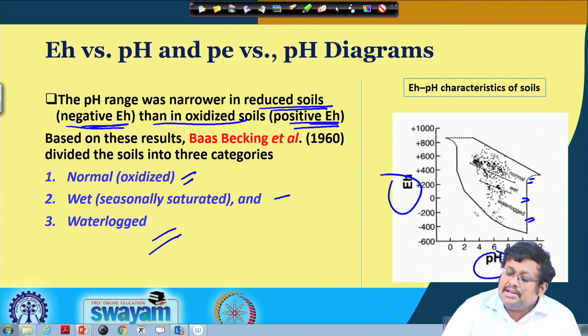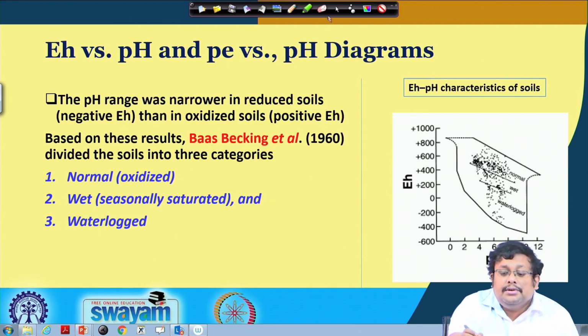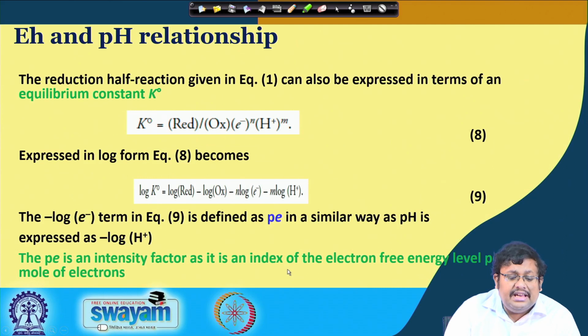In case of normal soils, you can see positive EH values. In case of wet soils, there is a fluctuation of EH values. However, in case of waterlogged soil, the EH values are negative because they are residing in the reducing condition. So, this shows one graphical representation of EH versus pH.